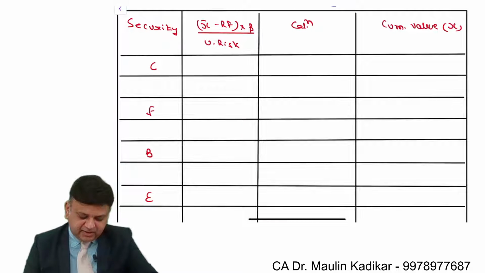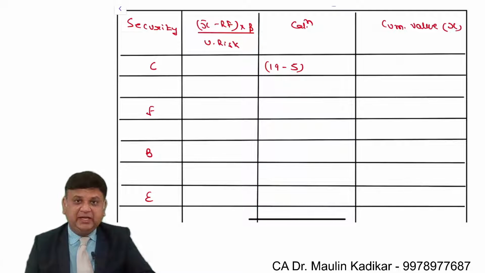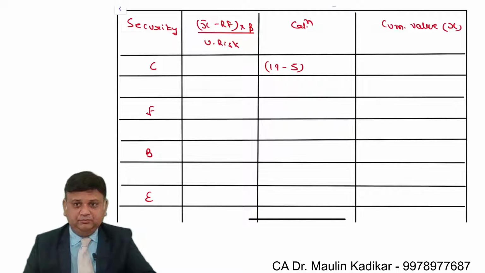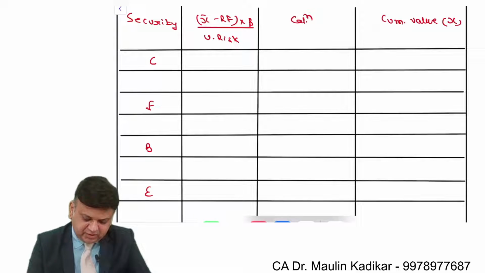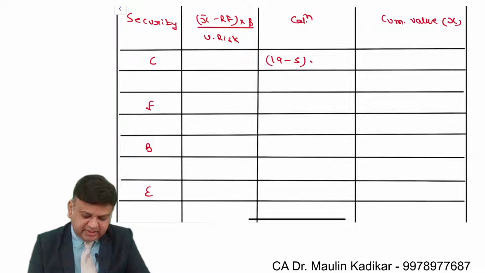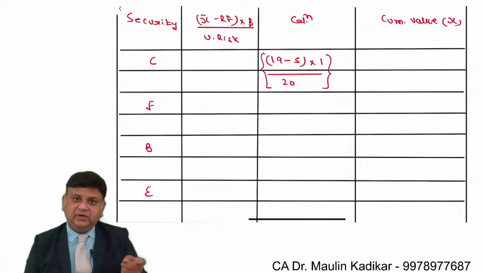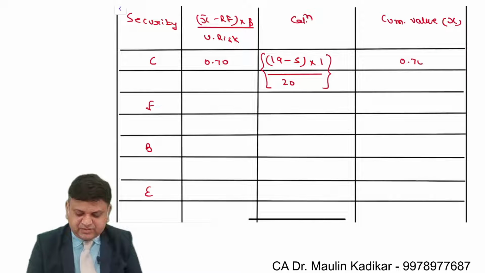For security C, mean return is provided as 19%. RF is given as 5%. So 19 minus 5 into beta, beta for the security C is 1, divided by unsystematic risk, and unsystematic risk is given for security C as 20. This is the way we are required to do it. So use your calculator. 19 minus 5 is 14. 14 into 1 is 14 itself, divided by 20. That comes to 0.70. And the cumulative value will be again 0.70.